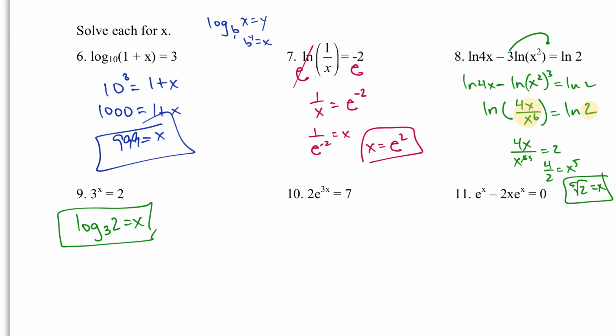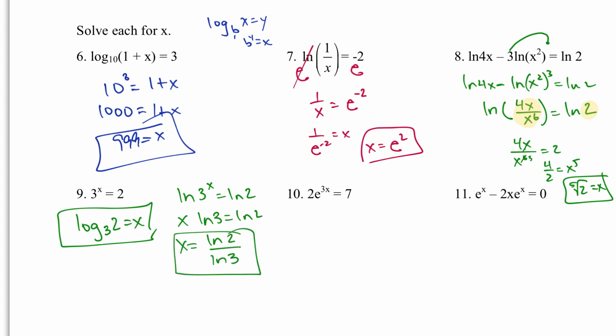What if you wanted to do this with natural logs? You could say ln 3 to the x equals ln 2. Take the natural log of each side. And then you have x ln 3 equals ln 2. So x will be ln 2 over ln 3, just like that. And it's the same answer, because I can use the change of base formula and say this is the log of 2 over the log of 3. But these are base 10s, these are base e's. It's the same exact thing.